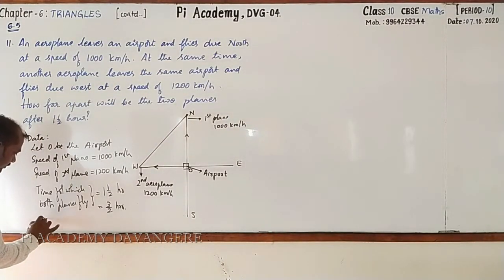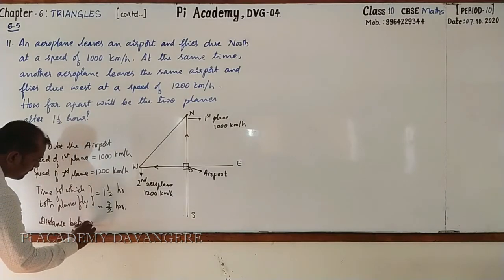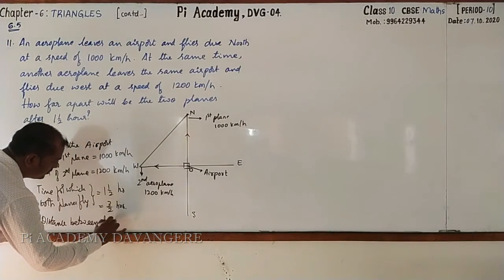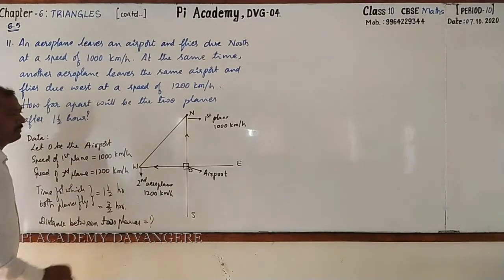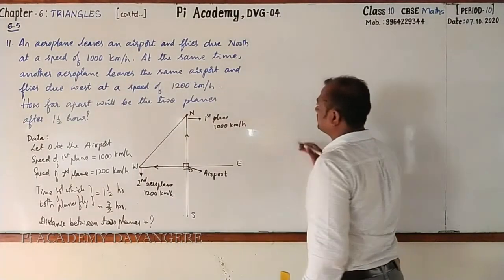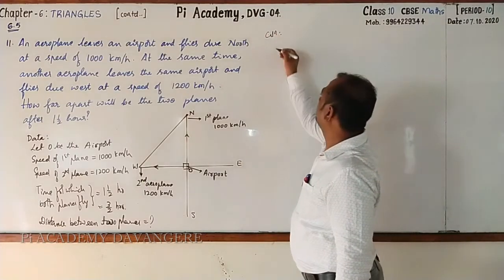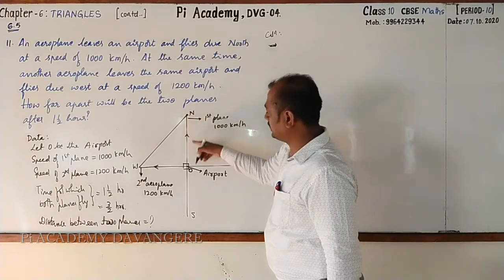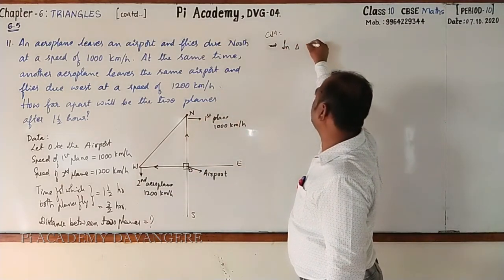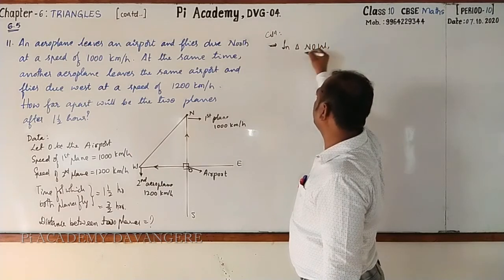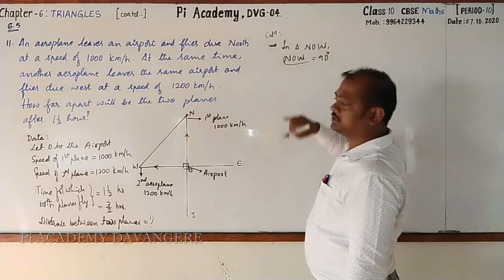After 1.5 hours, the distance between the two planes is question mark. Then let us write the calculation. Let's start writing with me. I'll go for taking the triangle NOW. In triangle NOW, angle NOW is 90 degree.